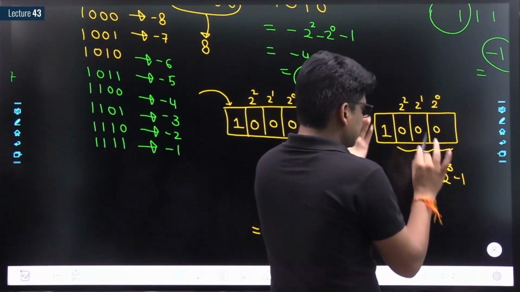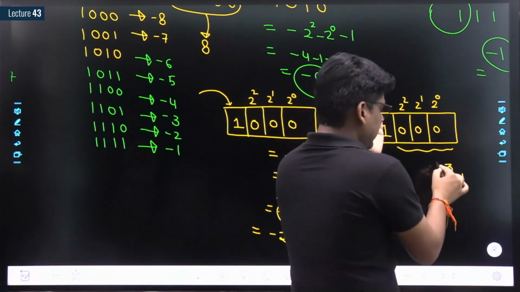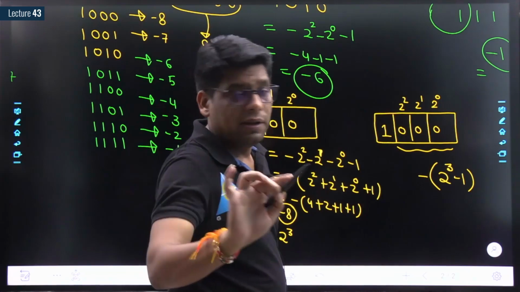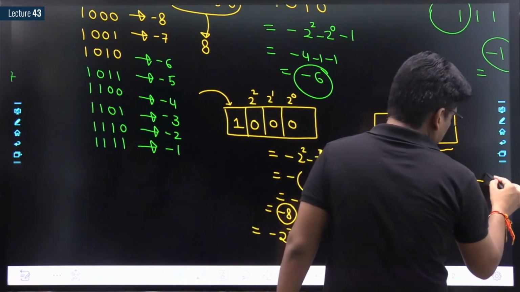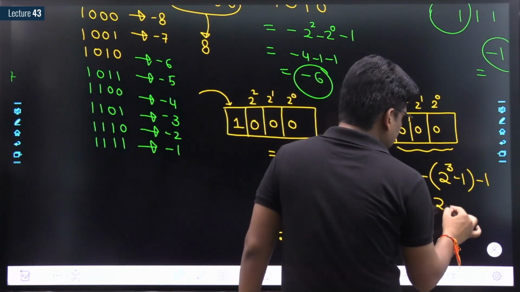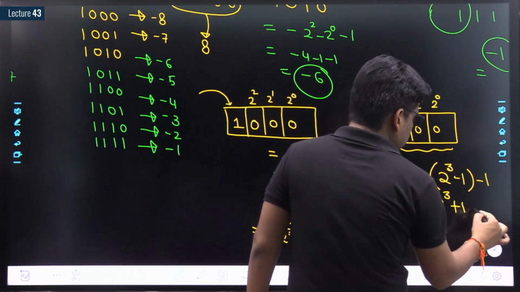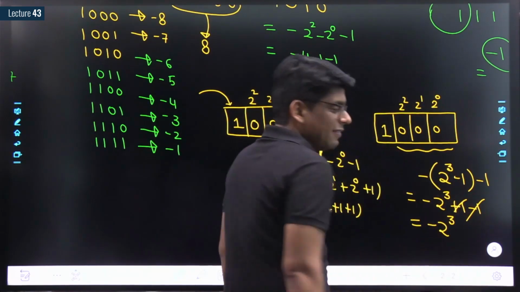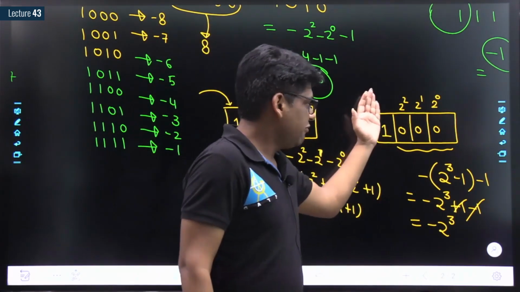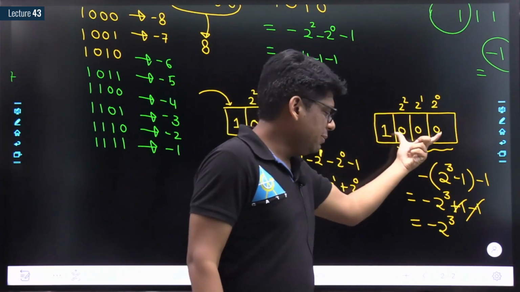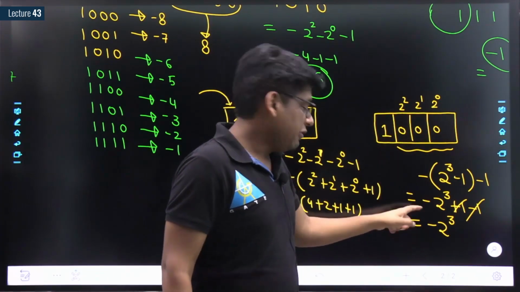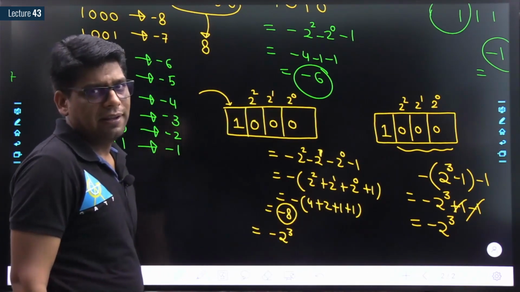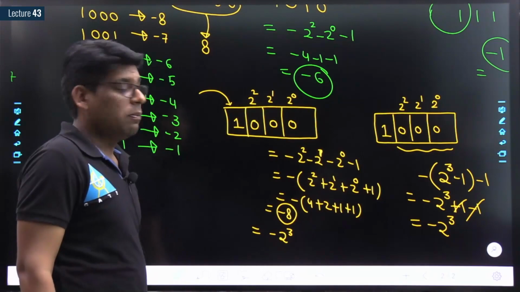Or let me put it the same way, 2 to the power 3 minus 1, but it is negative because we are working on a negative number, and we always put an extra 1. So let me calculate: minus of 2 to the power 3 plus 1 minus 1. So what is the answer? Minus of 2 to the power 3. That is, see, 1 bit is for sign, 3 bits are remaining. In negative, we have minus of 2 to the power 3 as the minimum number, because we are working in 2's complement.